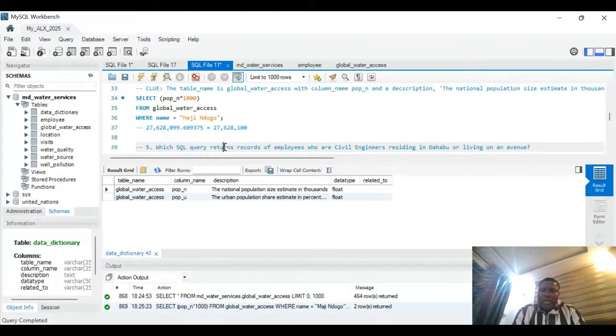So now let's look at the next question. Which SQL query returns records of employees who are civil engineers residing in Dahabu or living in an avenue? So residing in Dahabu or living in an avenue.